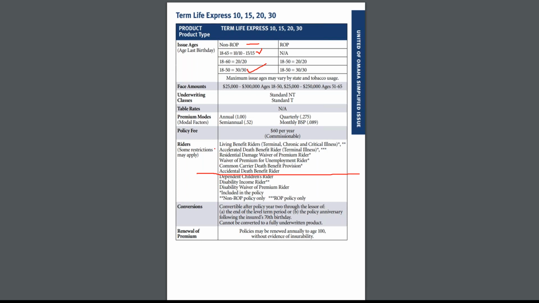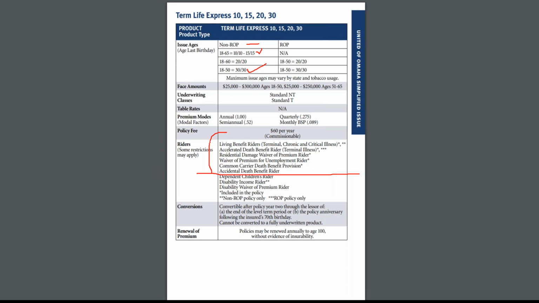There you go. This top section right here, these are all free riders that come with the policy, and it could vary from state to state as far as what they include. But the first one is the living benefit. This is a great policy that comes with living benefits. It's got terminal illness, chronic illness, and critical illness included. Also has an accelerated death benefit rider for terminal illness.